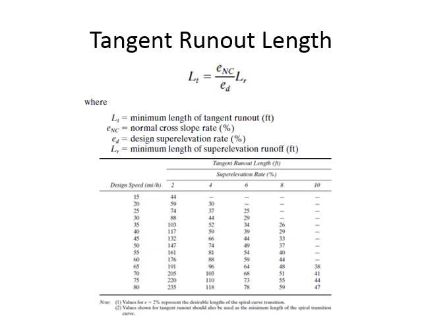Okay, and again, if you are using fixed values, then we have this table which you can use. So the first row is super elevation, the first column is design speed, and then you can calculate the value of the tangent runout.